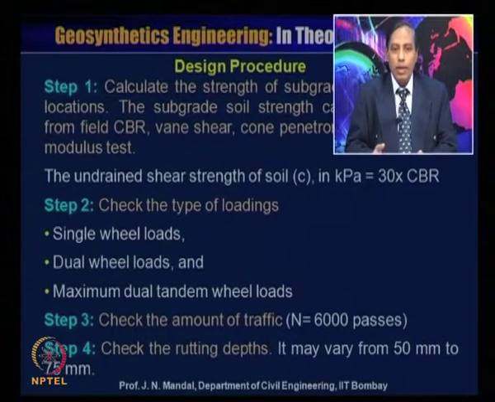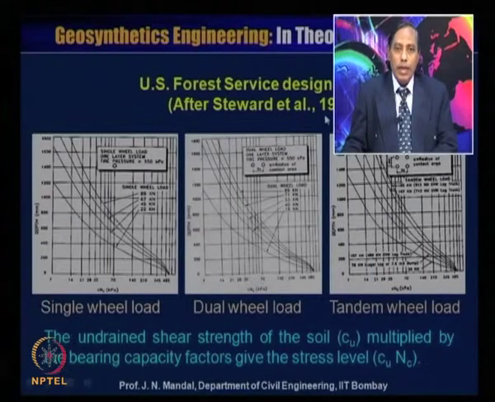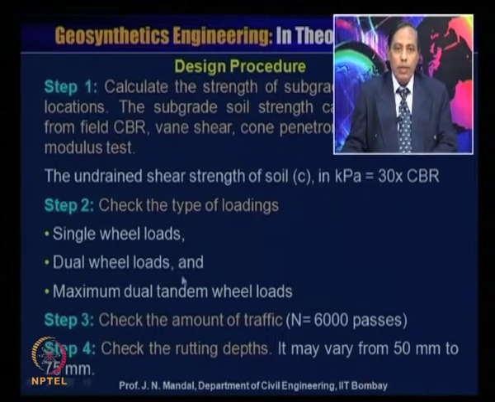Step 2, check the type of the loading. It may be single wheel load, dual wheel load, or maximum dual tandem wheel load. As I have shown you earlier, a different chart is there, so accordingly you have to select the type of loading you have considered in the design. Step 3, check the amount of traffic, let us say equal to 6,000 passes. And step 4, check the rutting depth. It may vary from 50 millimeter to 75 millimeter.